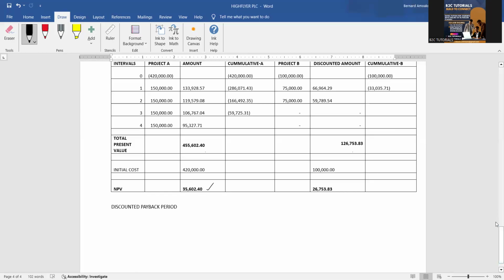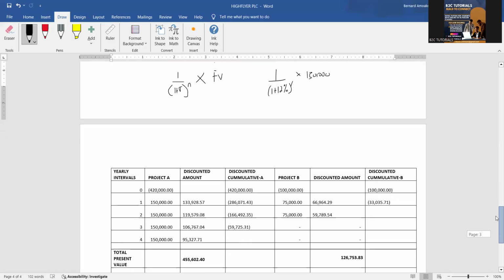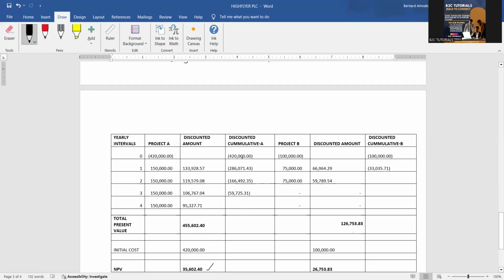So just like we did for the discounted payback in the previous question, you realize that the discounted amount, 420, if I take the discounted amount from it, this is my difference. Taking the next discounted amount from it, this is it. So when we go to the third year, we realize that we have some 59,725.31 for project A to pay. Meanwhile, we have 95,327.71 to use to offset it. So the formula still holds. The third year plus the 59,000 divided by 95,327.71, and then we'll find the discounted payback for project A.